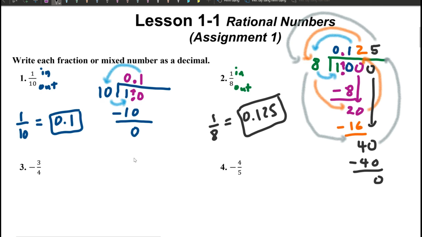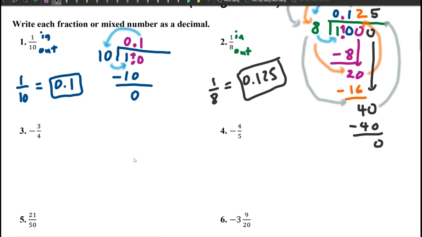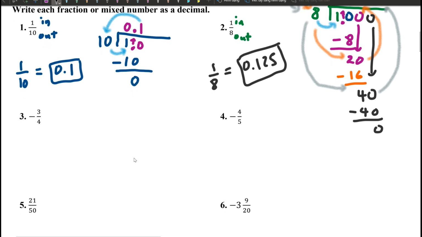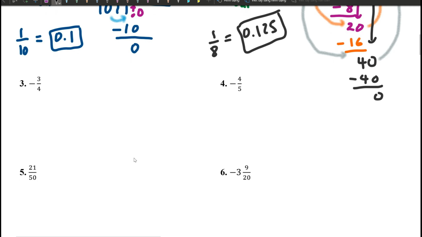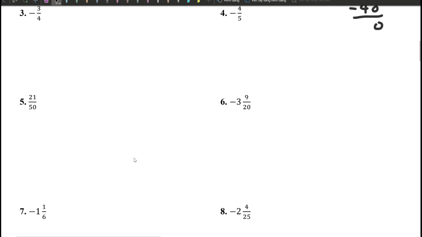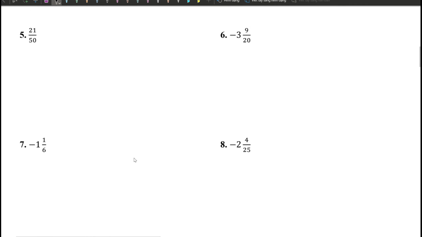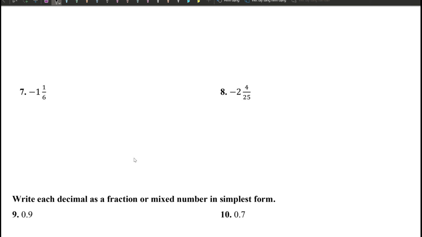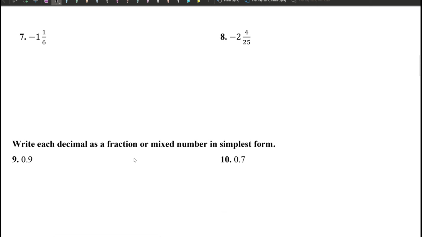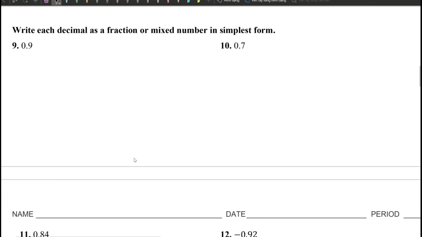For number 3 and 4, you see that we have a negative sign. Basically, you can ignore the negative sign for a second. So after you get a decimal number, you're going to bring it back. Same thing for 6, 7, and 8. We're going to hold on to the negative 3, negative 1, and negative 2. You just divide a fraction, write it as a decimal number, and then bring it back.